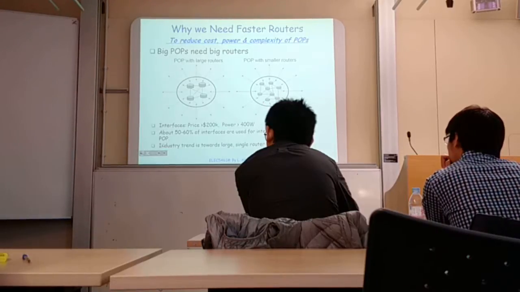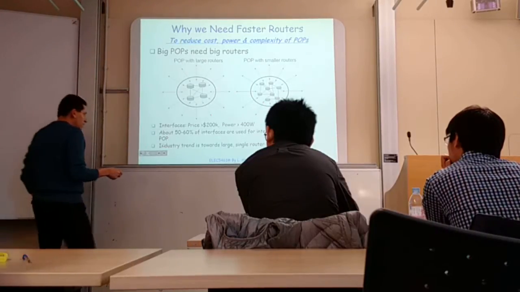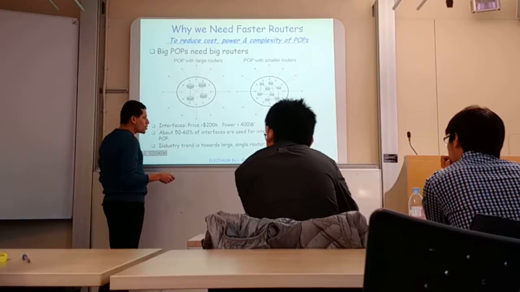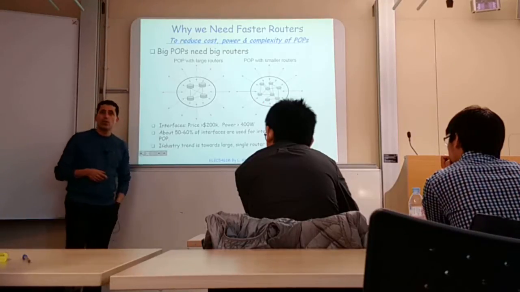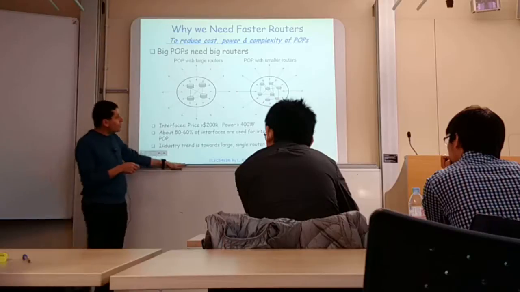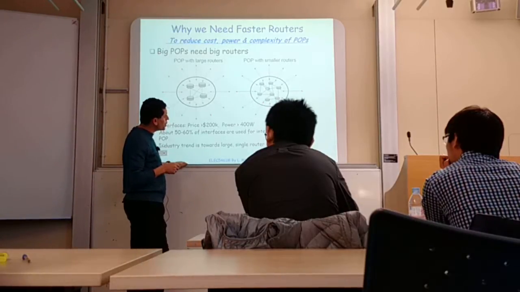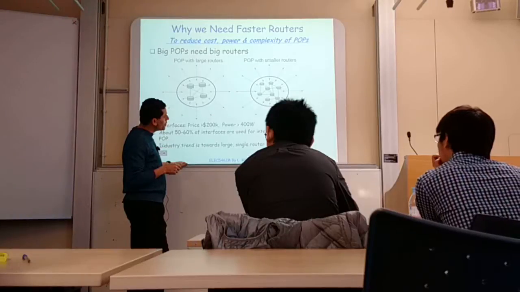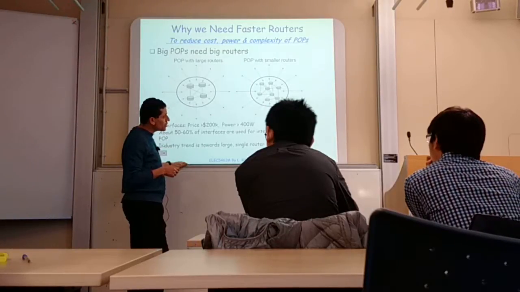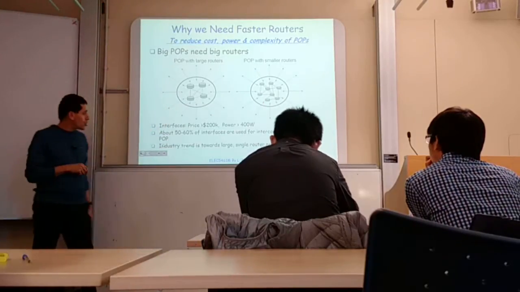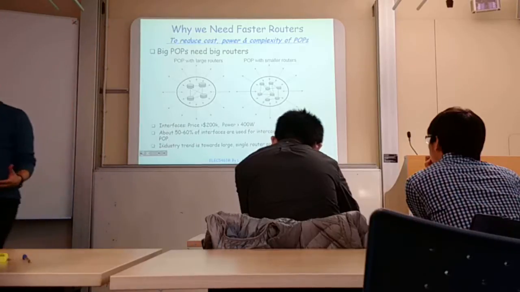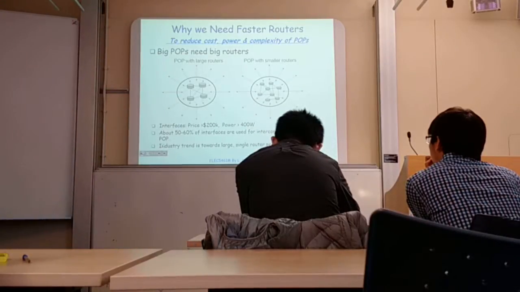In this case, as you can see here, about 50 to 60% of the interfaces are used for interconnection within a POP when you have small routers. So if you calculate the number of useful interfaces to the total number, you'll find most of these interfaces are not used for user traffic. They are used to interconnect the routers. So roughly half the capacity of your routers is used internally for reachability.